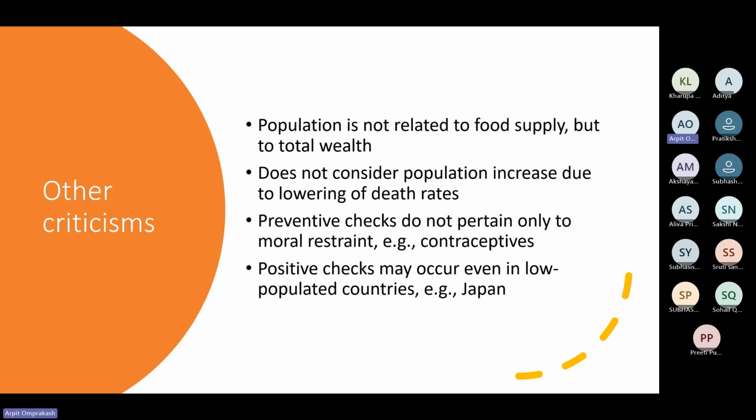And the fourth thing is positive checks may also occur in low populated countries. What Malthus said is that positive checks, such as natural calamities, floods, and all, generally occur in areas which have very high population. But we see that even in low populated countries, such as in Japan and all, there are a lot of earthquakes, a lot of floods, tsunamis, and all that happens. A lot of natural calamities. So that does not line up with this theory.